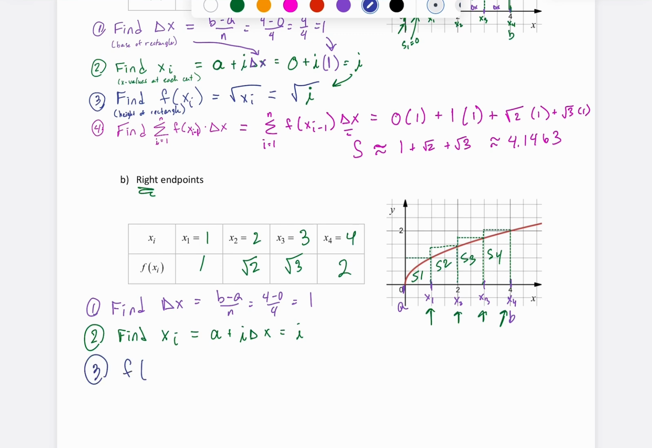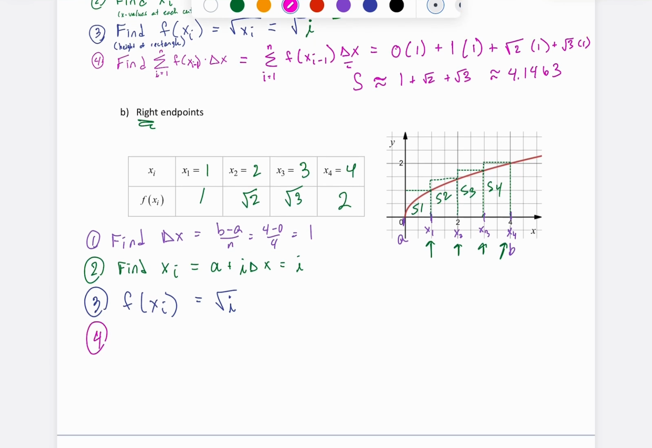Again, we have the same function, so we'll have the same result as we had in part A. So the function value at any point is square root of i, which is what we just found, and the sum of those 4 points, so those 4 rectangles. So that is the sum from 1 to n, to 1 to 4, of the right side endpoint of each interval times delta x. So the f of right side we get in this column right here. So that's 1, and then delta x is always 1. We found that in step 1.